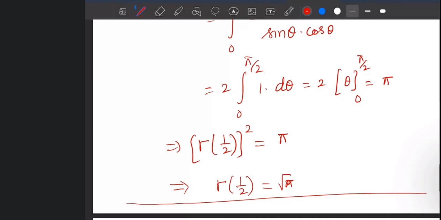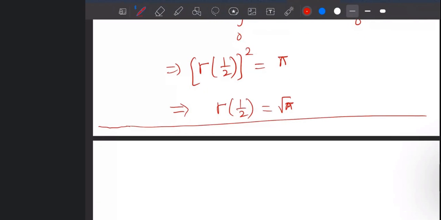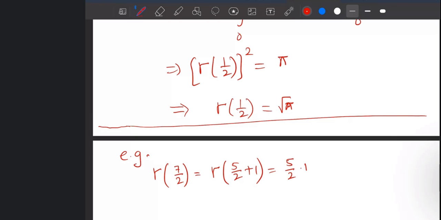This is an alternate method using the relation between beta and gamma function. One method we have already defined. Now using this particular value gamma of 1 by 2, we can find some values of the gamma function. For example, gamma of 7 by 2 is equal to, as we already considered, gamma of 5 by 2 plus 1. Using the recursion formula, it will become 5 by 2 into gamma of 5 by 2.